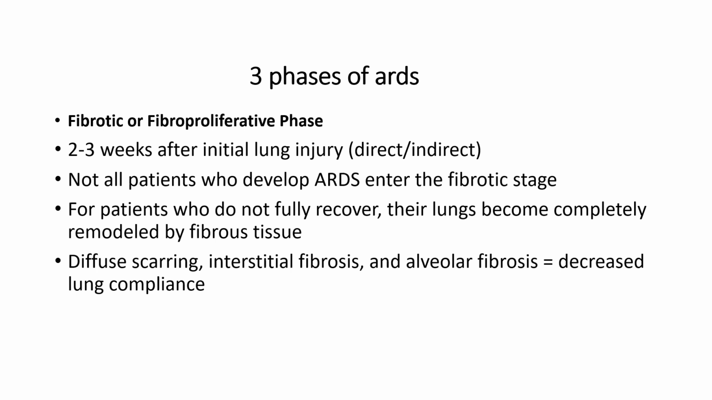In this phase, the body has been trying to repair the injured lung tissue for so long that it begins laying down fibrous tissue, which is basically scar tissue. Over time, the lung tissues become completely remodeled. They become stiffer, thicker, and much less flexible. This leads to diffuse scarring, interstitial fibrosis, and alveolar fibrosis. All of this scar tissue makes the lungs very difficult to expand, which means the patient's lung compliance is significantly decreased. In other words, the lungs become so stiff that it takes much more pressure to ventilate them, and even then, the gas exchange remains poor.